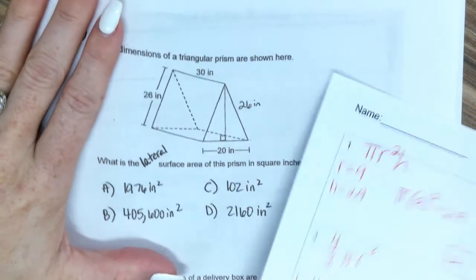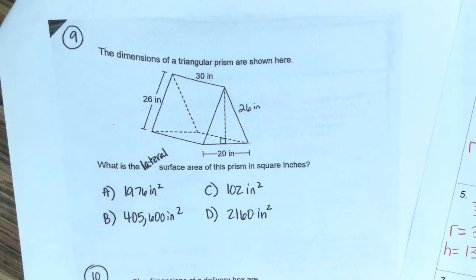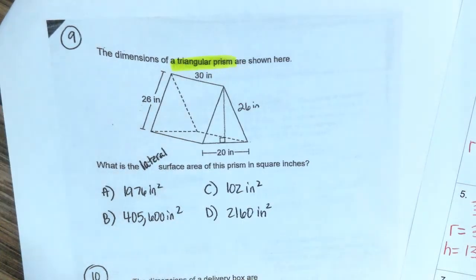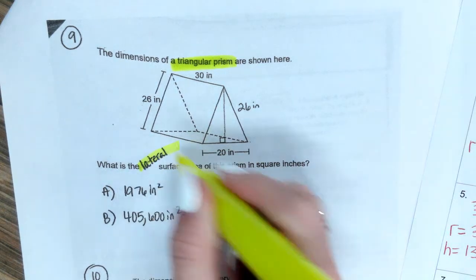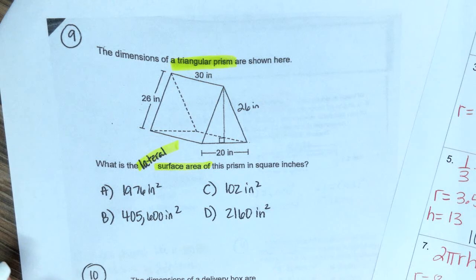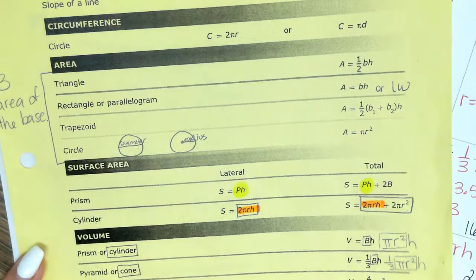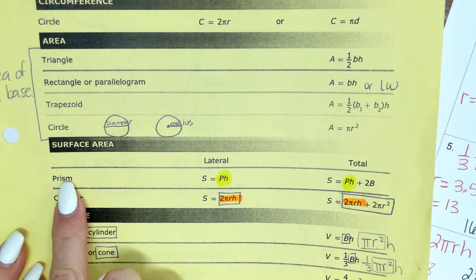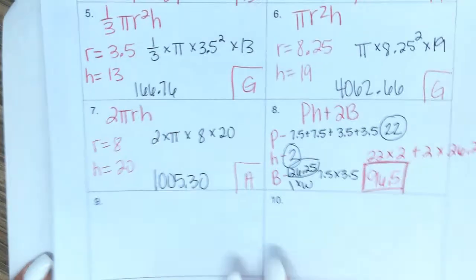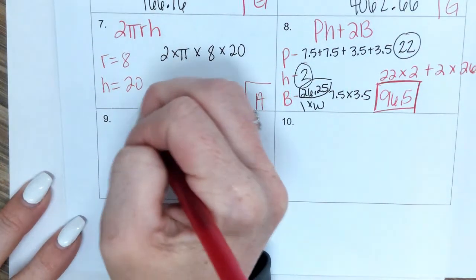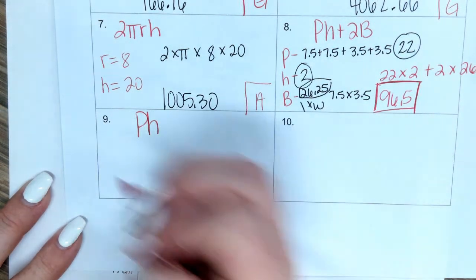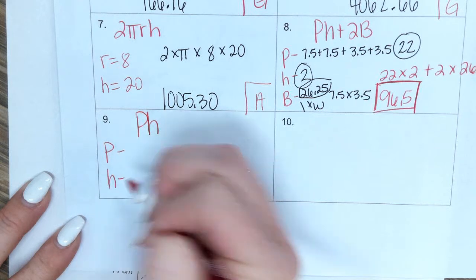What type of shape is number 9? Triangular prism. Did it ask for total or lateral surface area? Okay, so I go to my star chart. Here's surface area, prism, lateral, pH. Write it down if you didn't. Do I even need a B? Nope, I just need a P and an H.